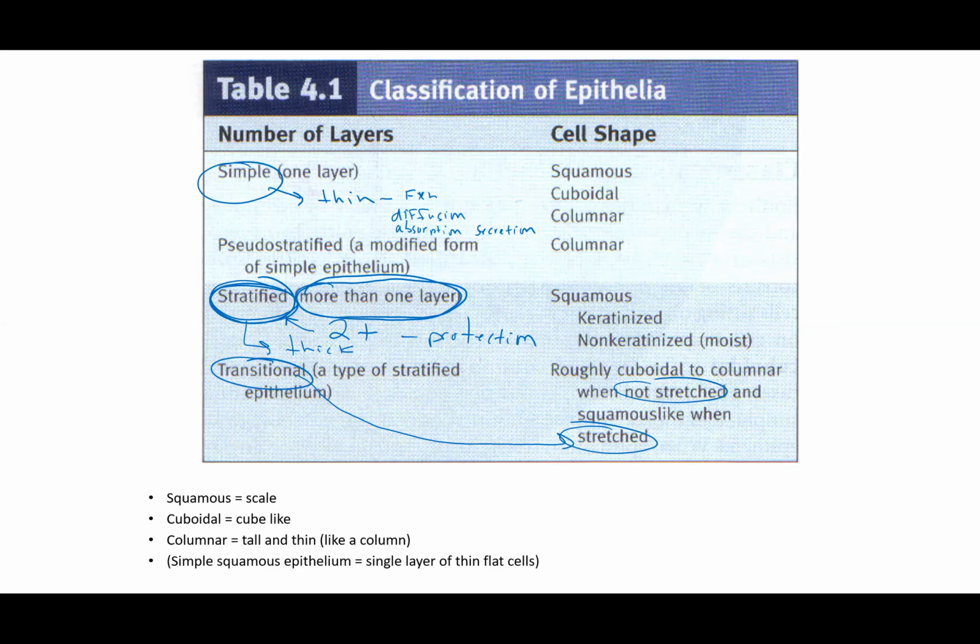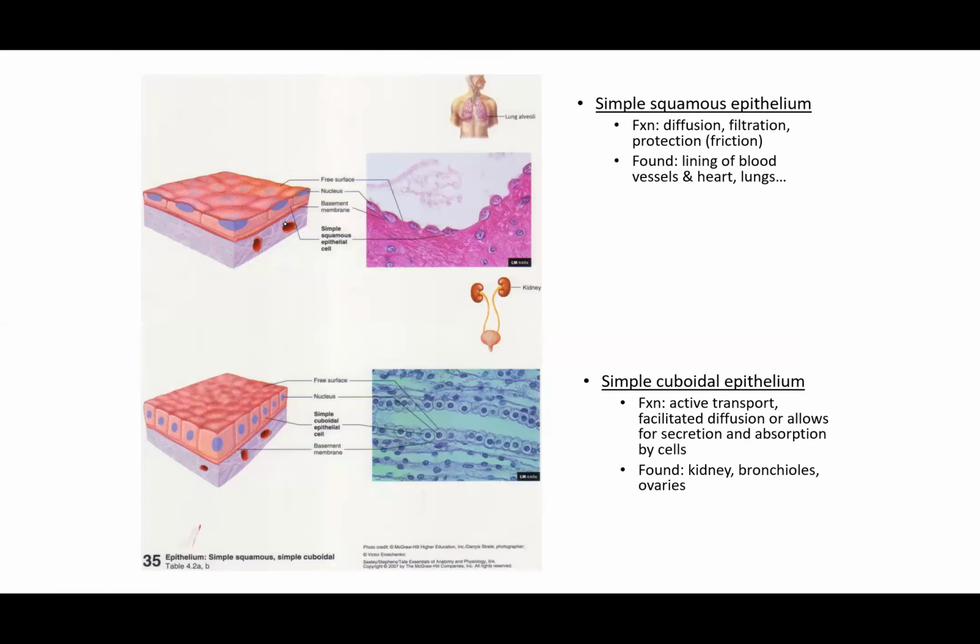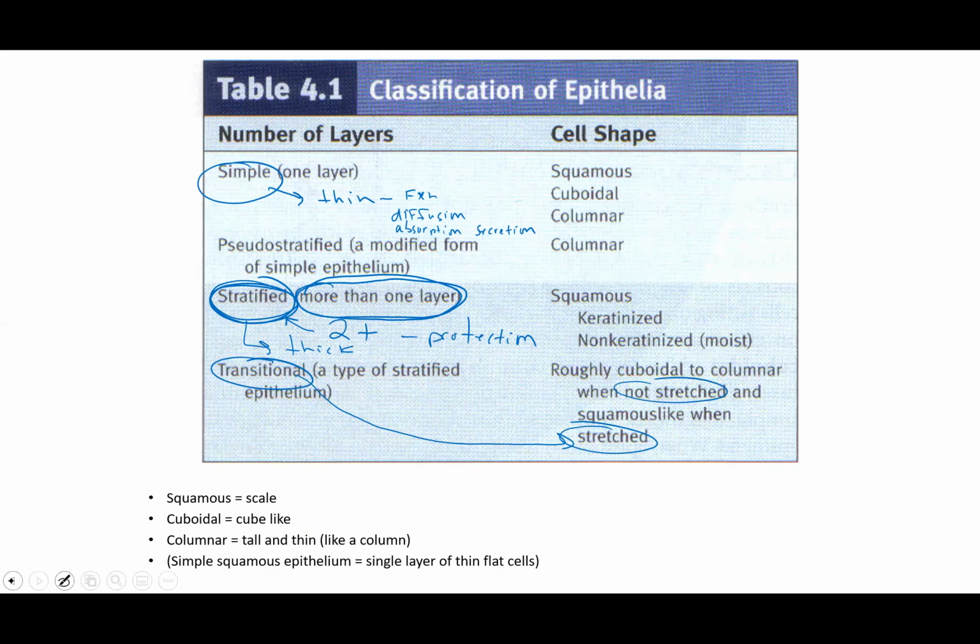Then you have pseudostratified. Pseudo means false. Stratified means two or more layers, so this gives the false appearance that it's multi-layered. That's why they call it pseudostratified. Those are the layers and what they look like and the names they give them.